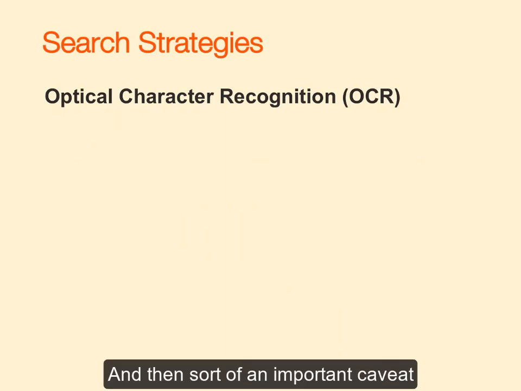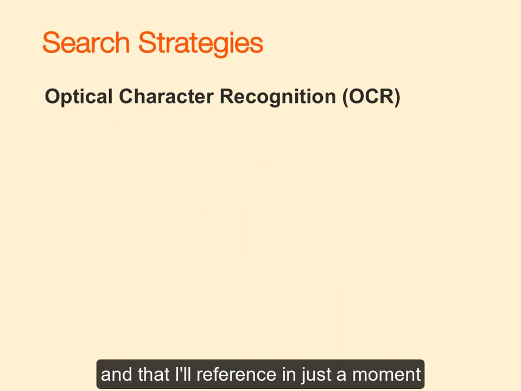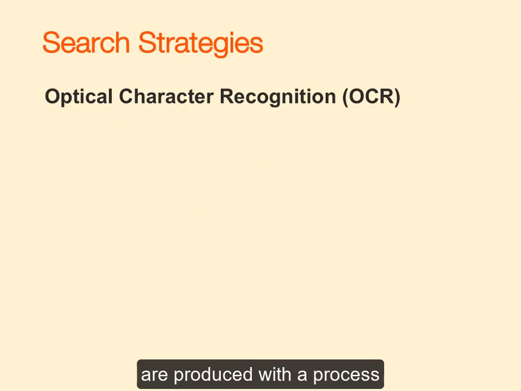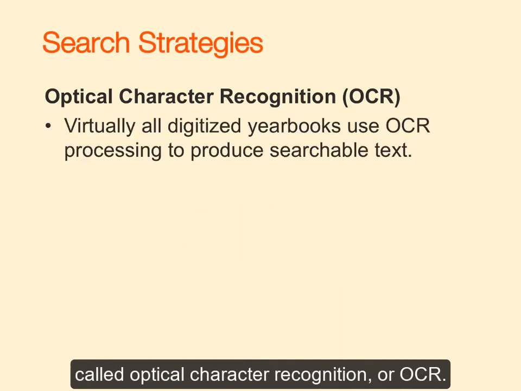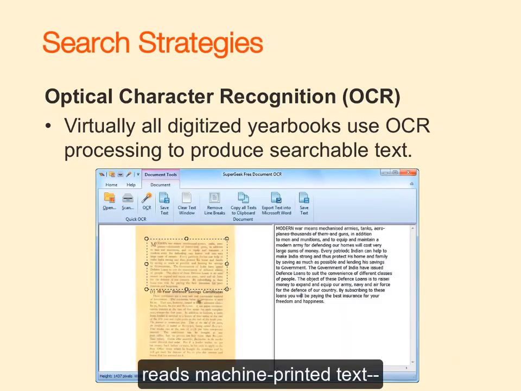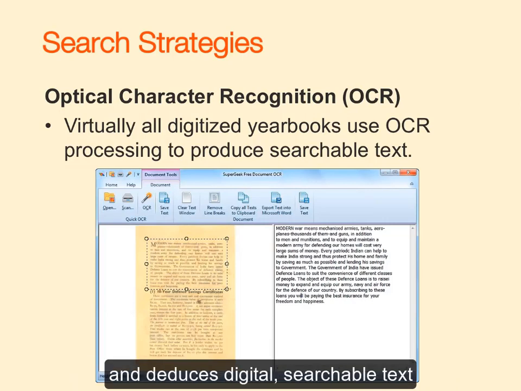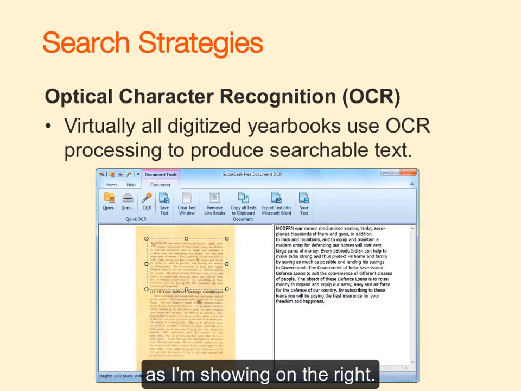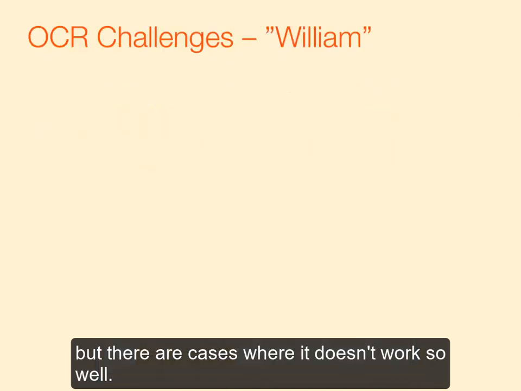And then an important caveat that I wanted to point out is that all of the digital collections that you'll see, and that I'll reference in just a moment, are produced with a process called optical character recognition, or OCR. This is a process where a computer reads machine-printed text, as in the example I'm showing on the left, and deduces digital searchable text, as I'm showing on the right. Oftentimes this works very well, but there are cases where it doesn't work so well.